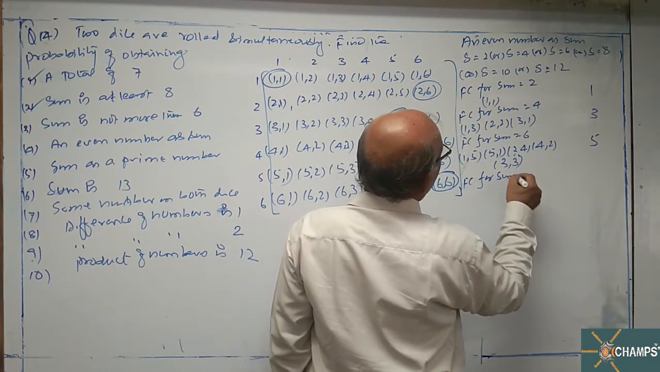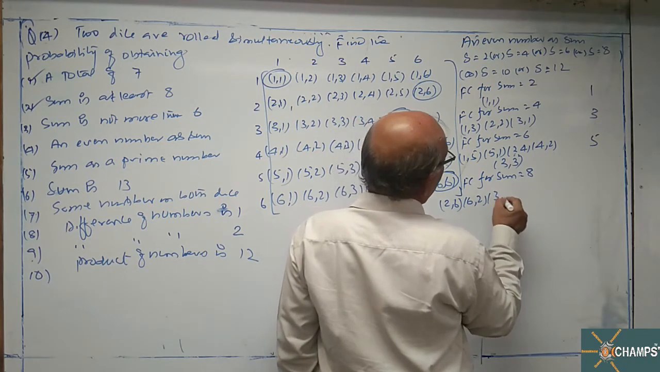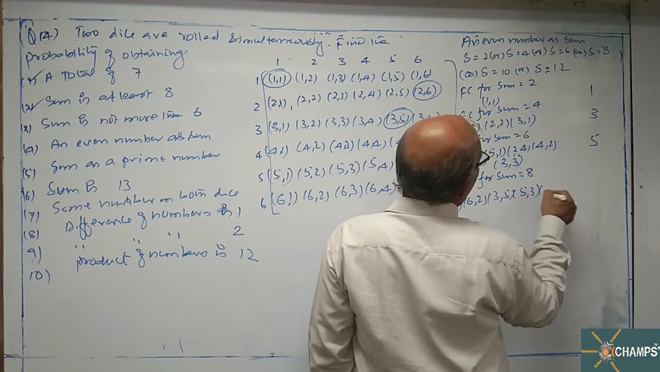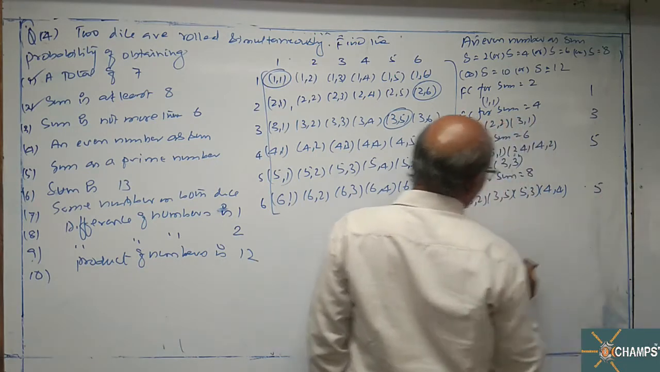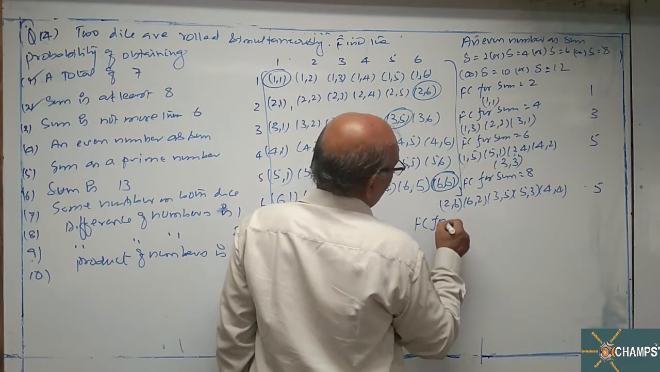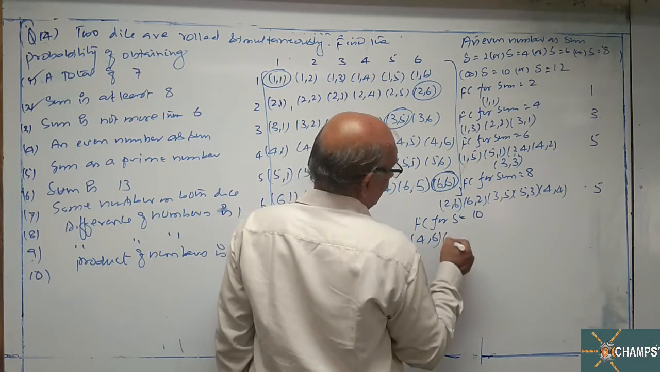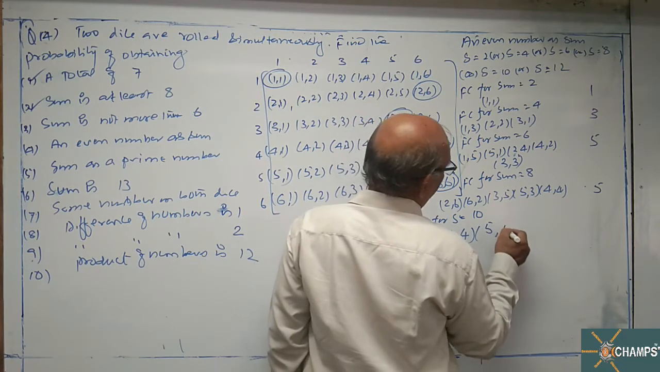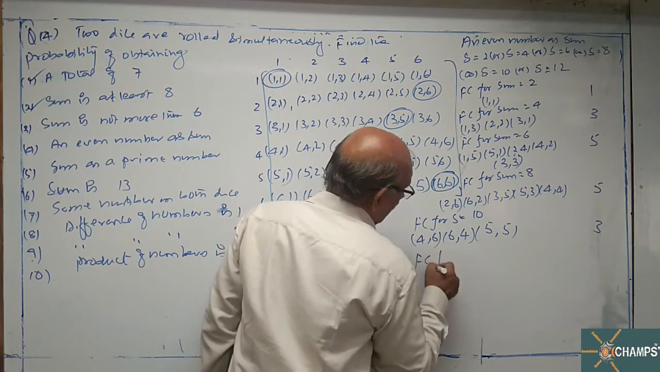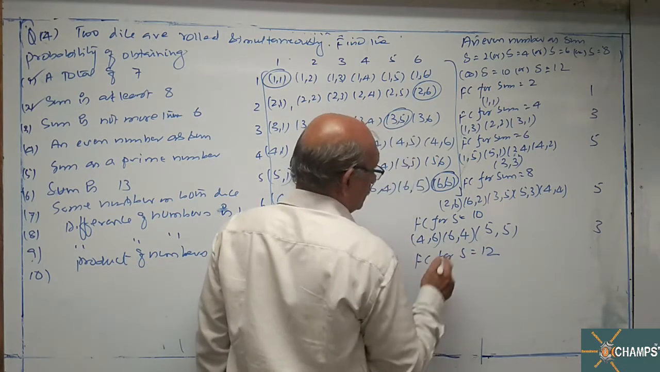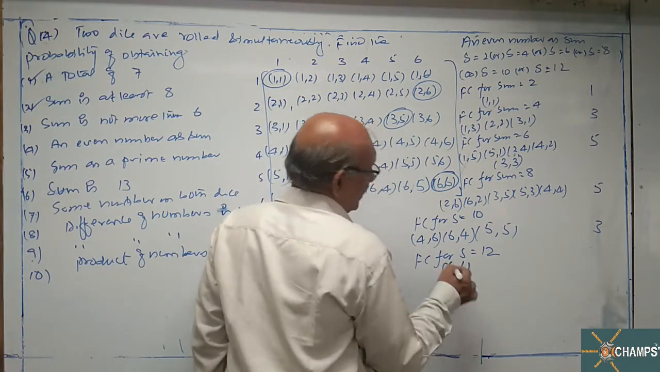Favorable cases for sum is equal to 8. 2 comma 6, 6 comma 2, 3 comma 5, 5 comma 3, 4 comma 4. 1, 2, 3, 4, 5. Favorable cases for sum is equal to 10. 4 comma 6, 6 comma 4, 5 comma 5. 3 cases. Next, favorable cases for sum is equal to 12. 6 comma 6, there is only one case.